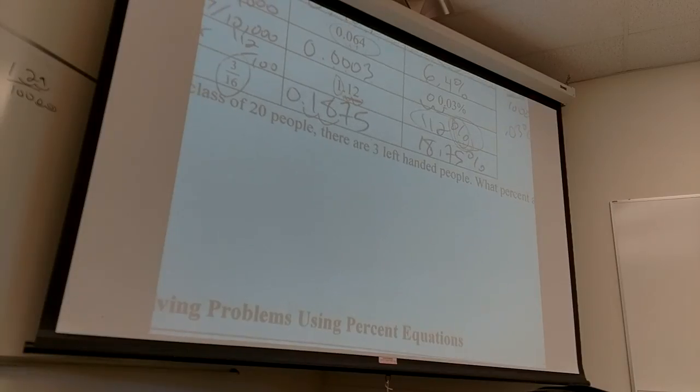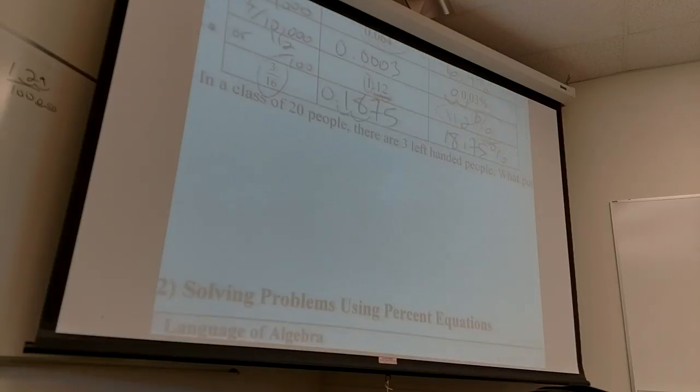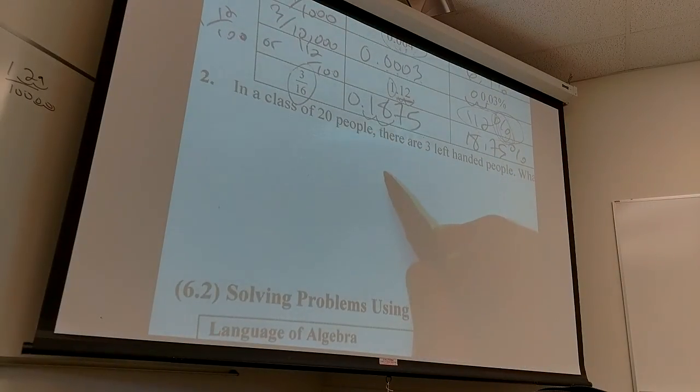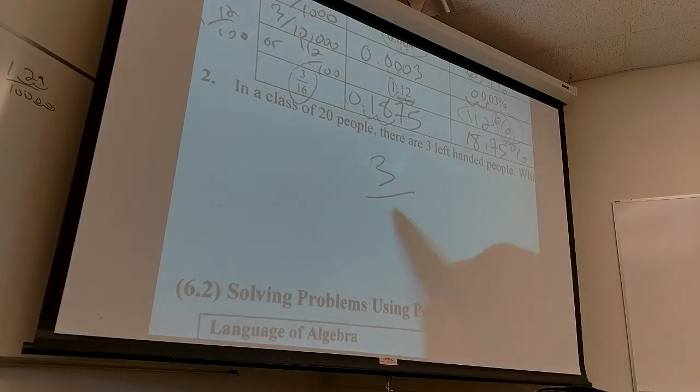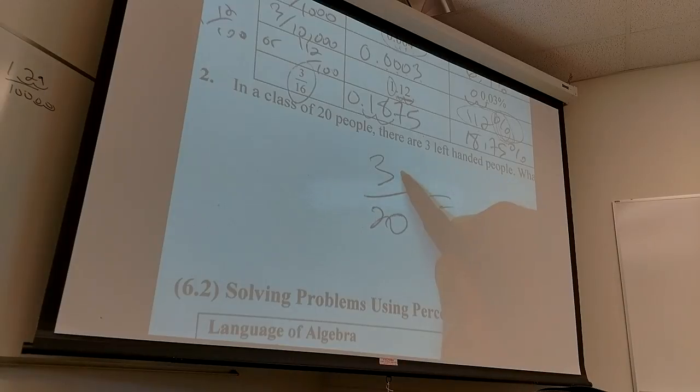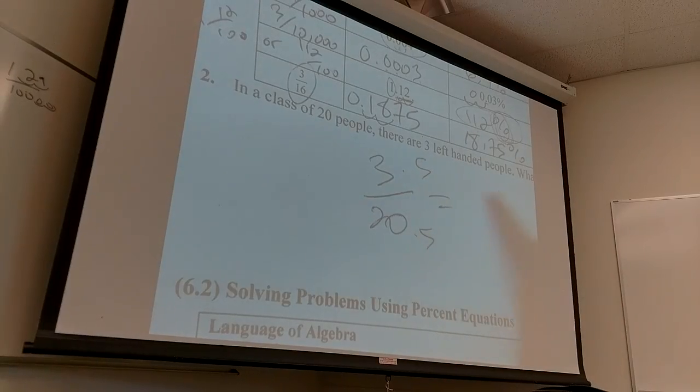I don't know why I like doing this left-handed thing so much, but I put another one in. 20 people, 3 left-handed people. What percentage are left-handed? 15%. How'd you get there? 3 over 20. 3 people out of 20. And I can just multiply this by 5. So 15 out of 100, so 15%.